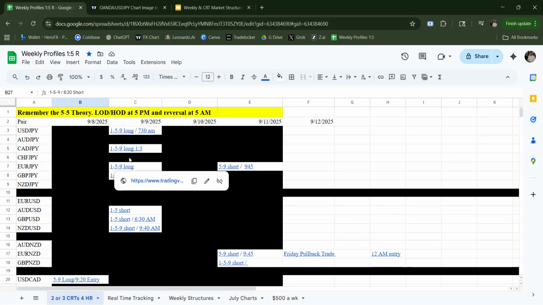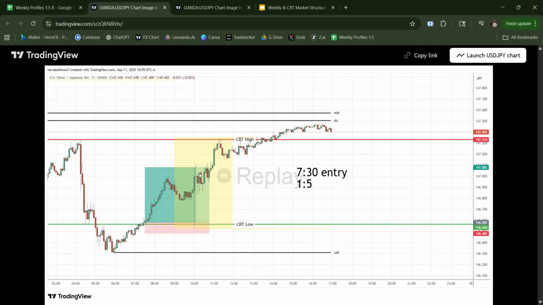The best entry was at 7:30. This is that wick there. We see price came all the way down. I think there was news during this time frame, so you probably wouldn't have got that. So your best entry would have been back here at 7:30. This paid 1 to 5. It actually paid out more than that as price went ahead and broke out of the range. But yeah, that was an excellent trade there.